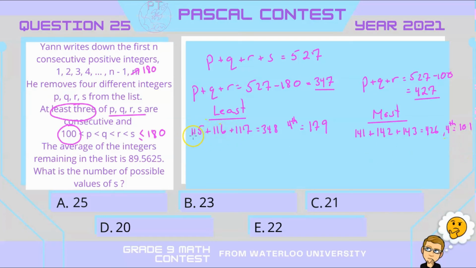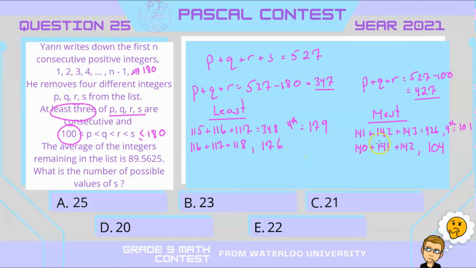Now if we continue this pattern by simply adding 1 here, so instead of 115 we have 116 plus 117 plus 118, we've added a total of 3 to the sum, so that means our fourth integer would be subtract 3, so you would have 176. Now over here you do the same thing, but we're going to subtract 1 from each integer, so we have 140 plus 141 plus 142, and our fourth integer to add up to 527 would need to be 104. So in this case we're subtracting 3, and in this case we are adding 3 to that fourth integer.